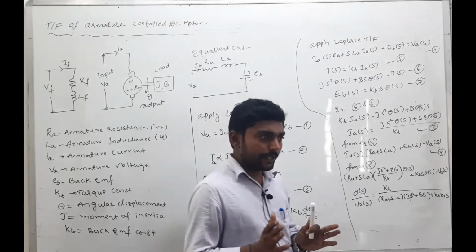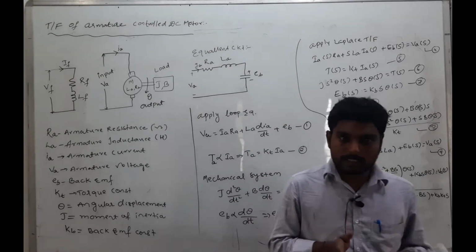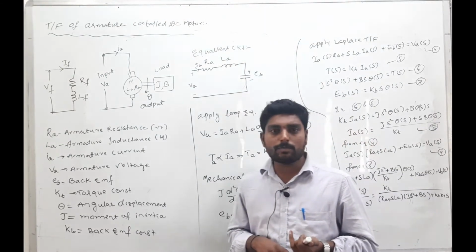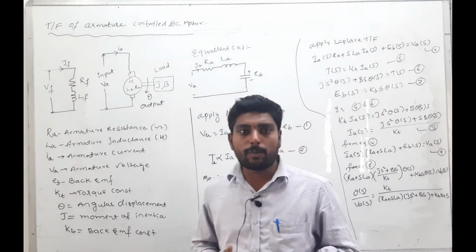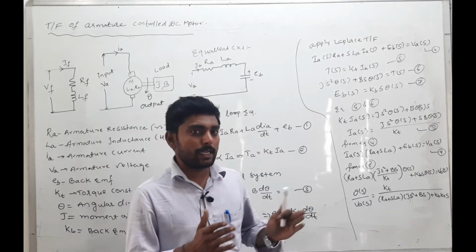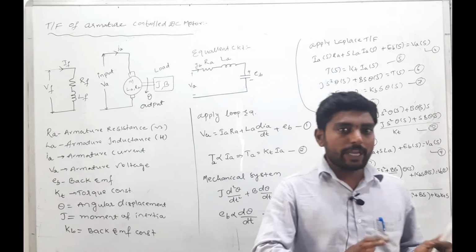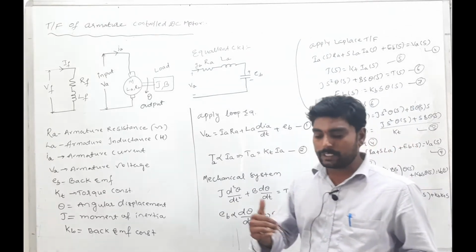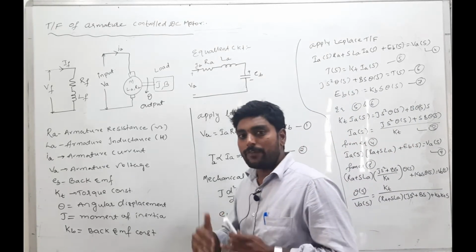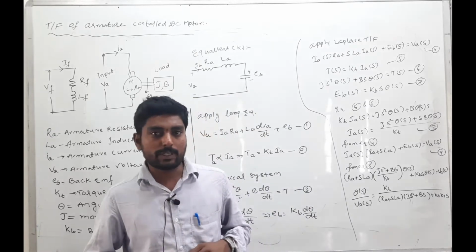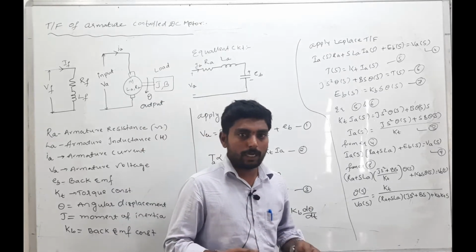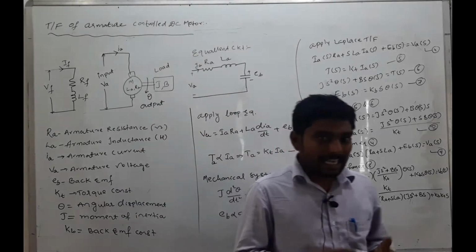The difference between the mechanical and electrical systems: in an electrical system we consider the basic components. The basic elements are resistor, inductor and capacitor. Based on the resistor, inductor and capacitor, we apply the Laplace transform using the voltage and current equations. We apply the Laplace transform with the help of KCL, nothing but nodal analysis. That is the electrical system.